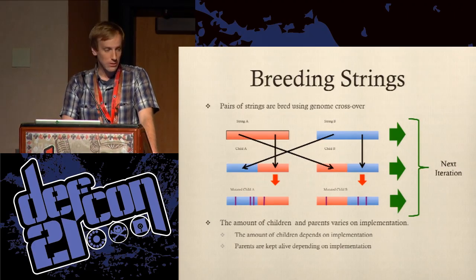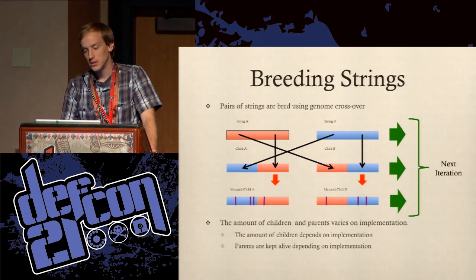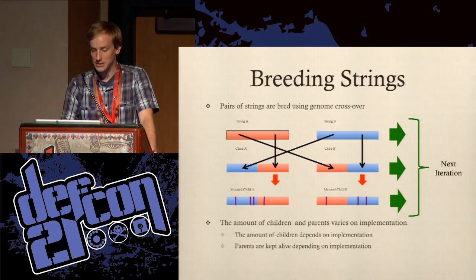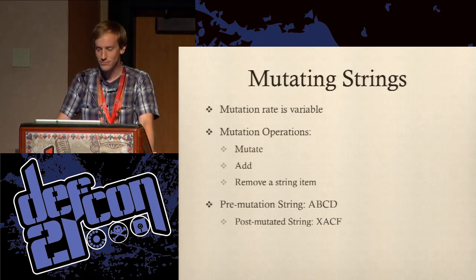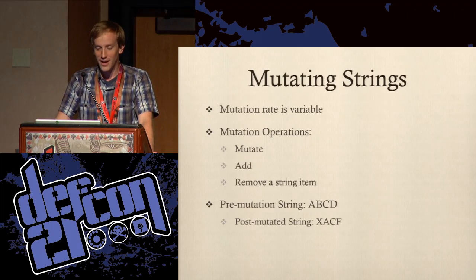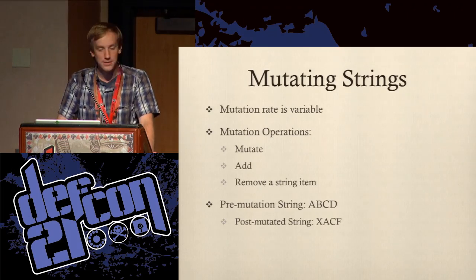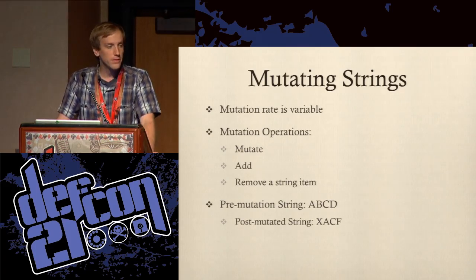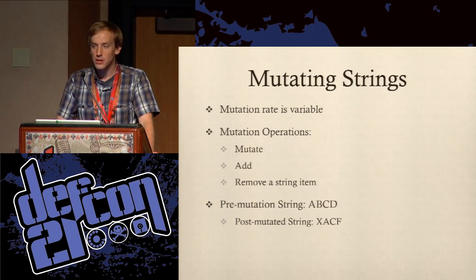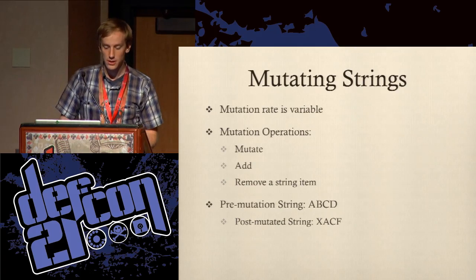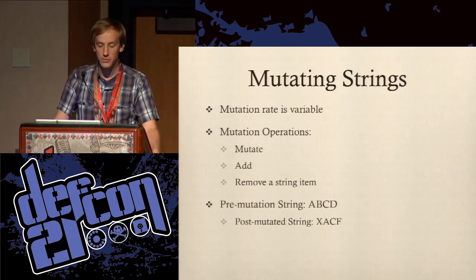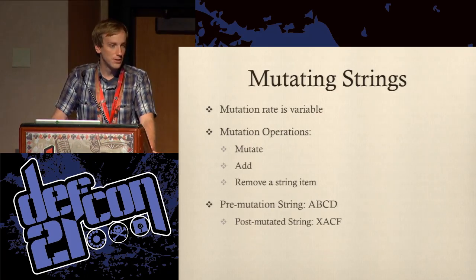Now for the next step, what do we mean by mutating strings, or mutating our exploits? The mutation rate I found to be best usually is variable. There are a number of operations we can use, but it all boils down to three essential operations. We have mutation, changing a single byte in a string. We have adding information, and we also have removing information. So it's somewhat like natural evolution.